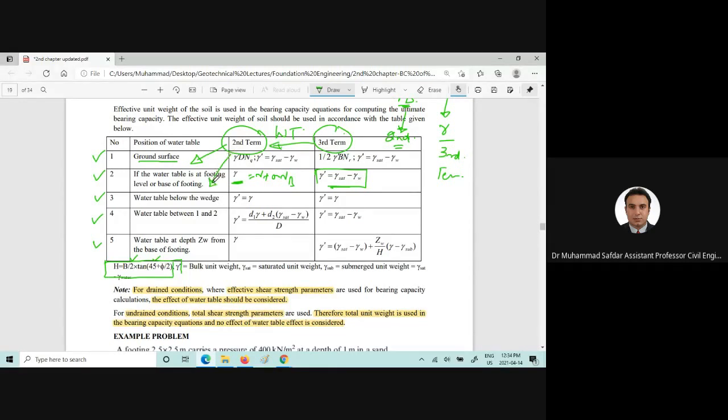And then if it's at the base of the footing, the water table is below the wedge. Now this is important because you can clearly see if the water table is below the wedge, these two terms won't be affected. And for this case, water table below the wedge, we need to use this equation in solving the problems. So please write down, this is a very important equation, which is also used in the problems and examples as well.